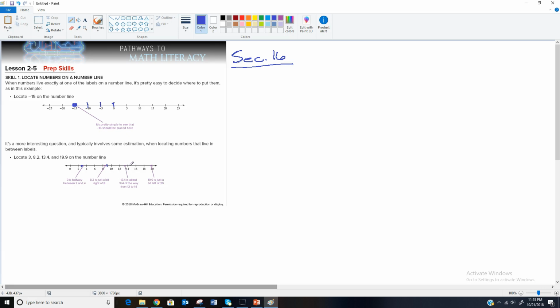Then we have 13.4, which would be past 13, almost halfway to 14. Then we have 19.9, which would be almost to 20, but not quite. Again, this is 18, this is 20. 19 would be right here in the middle, and so 19.9 would be very, very close to 20 in this case.